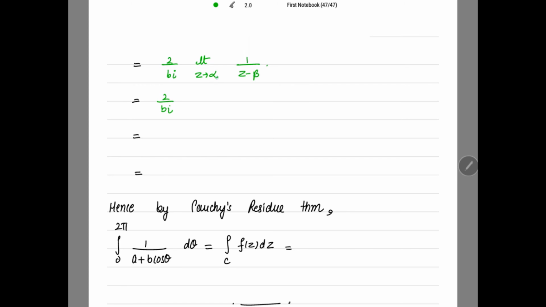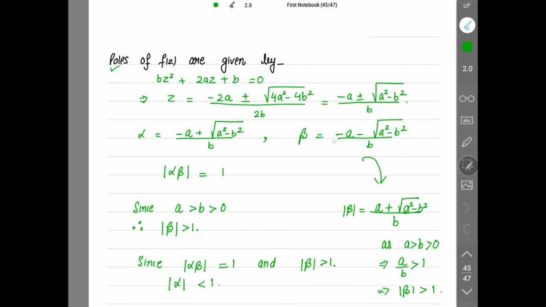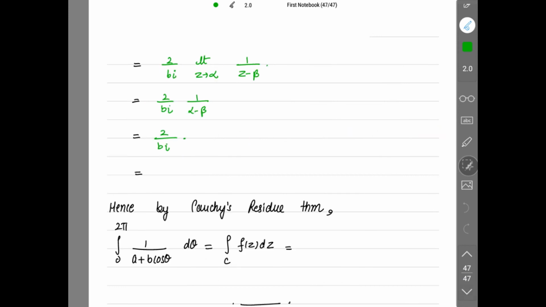Now putting this alpha in place of z, so this is 1 over alpha minus beta. Now, what is the difference between the roots? If you solve, you know that your alpha is this and your beta is this. Check out their difference. What is the difference? It comes out to be 2 times square root of a square minus b square over b. So it is 2 over 2 times square root of a square minus b square over b.